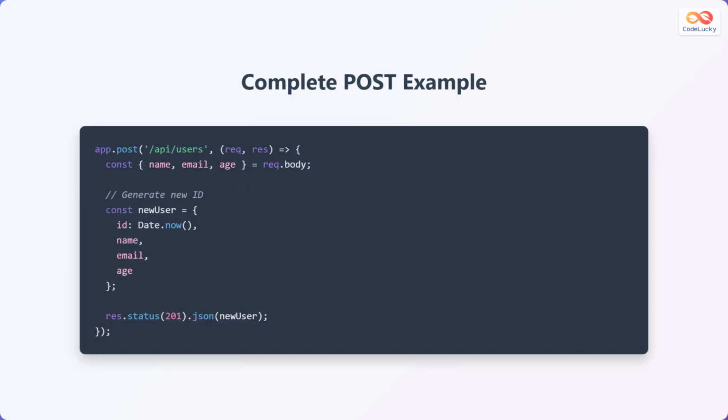This is a complete POST example. The code shows app.post to /api/users. The route takes the request and response object as arguments. Using object destructuring, the name, email, and age are extracted from the request body. The newly generated user object has properties like id, name, email, and age. The Date.now function is used to generate a unique ID. Finally, the status code of 201 is returned along with the newly created user in JSON format.